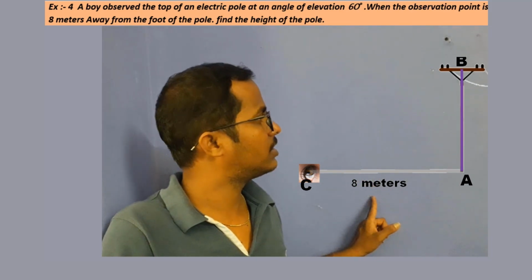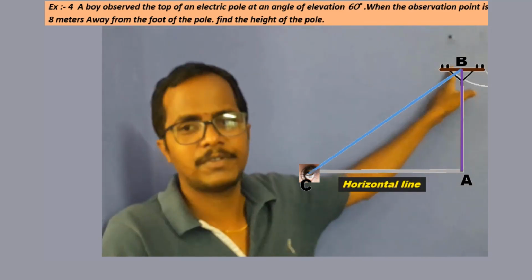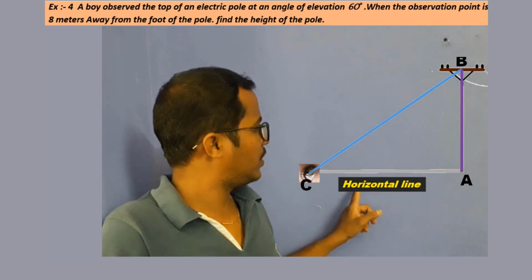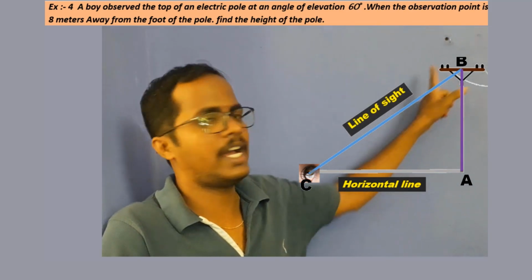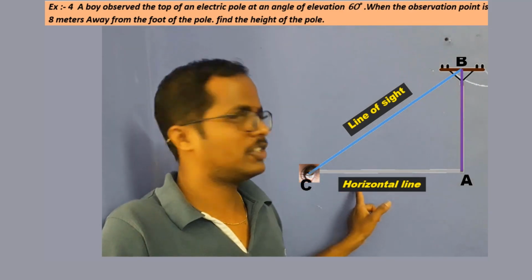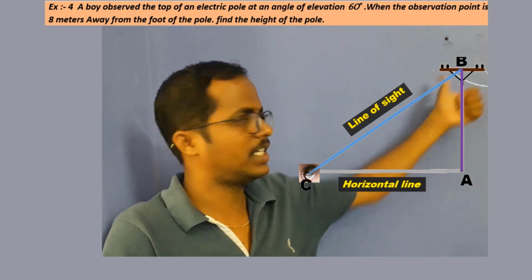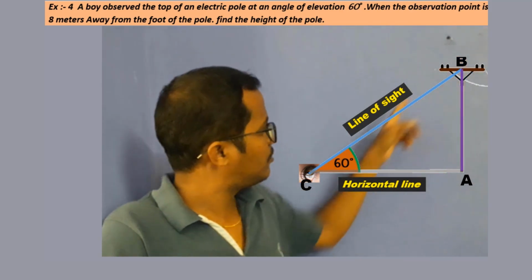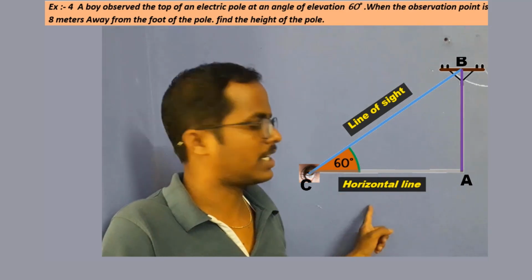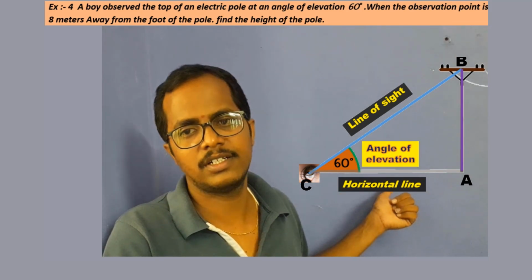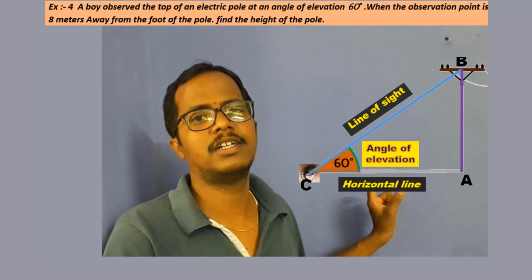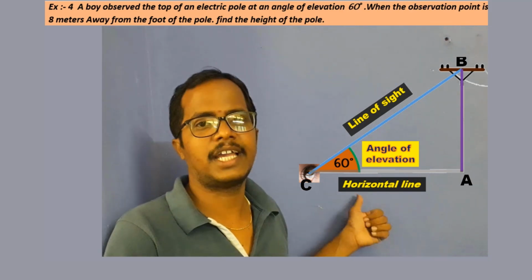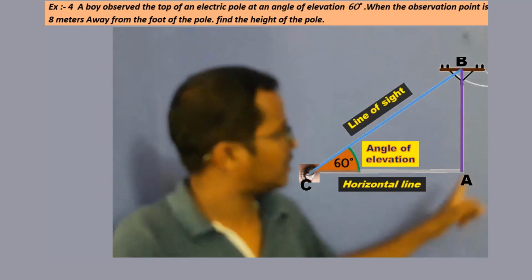And from this position, the observer is observing the top of the electric pole with an angle of elevation 60 degrees. So now we need to join this point C and point B. By joining these two, we get line of sight. And here between line of sight and the ground, we got an angle, that is an angle of elevation, which is given as 60 degrees. So let us write the 60 degrees angle here. In this way we got right triangle here.